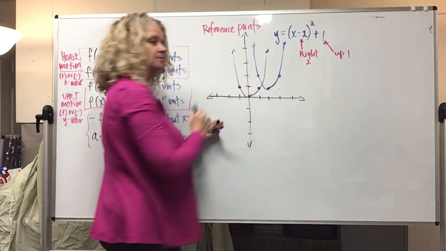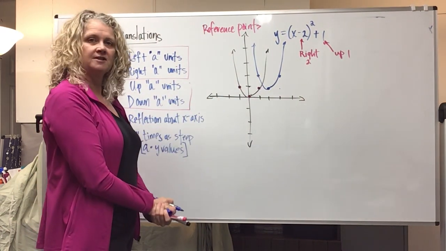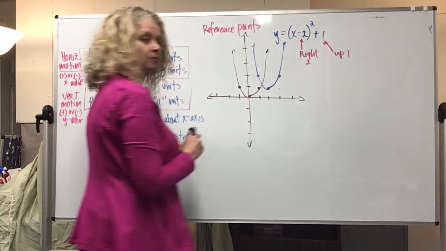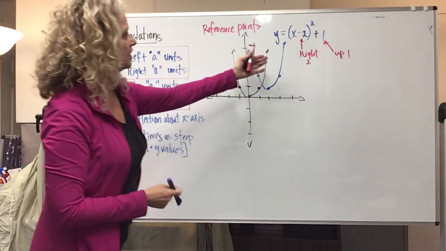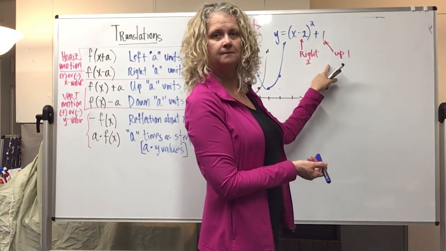Notice it's nice and smooth, called a parabola. And there we go. That is the translation. If you were asked to describe the translation, it would be right 2, up 1, or a horizontal shift, that is right 2, and a vertical shift, that's up 1.